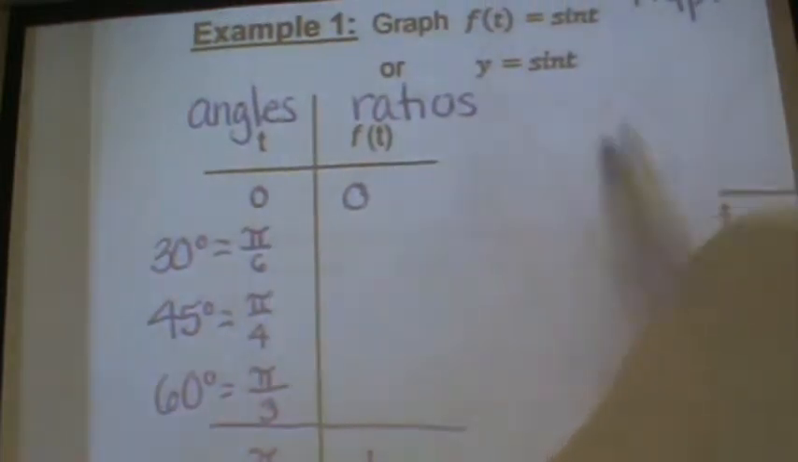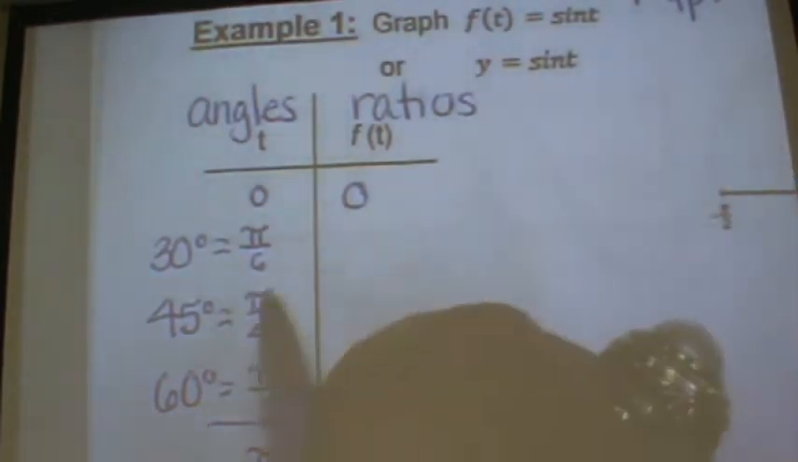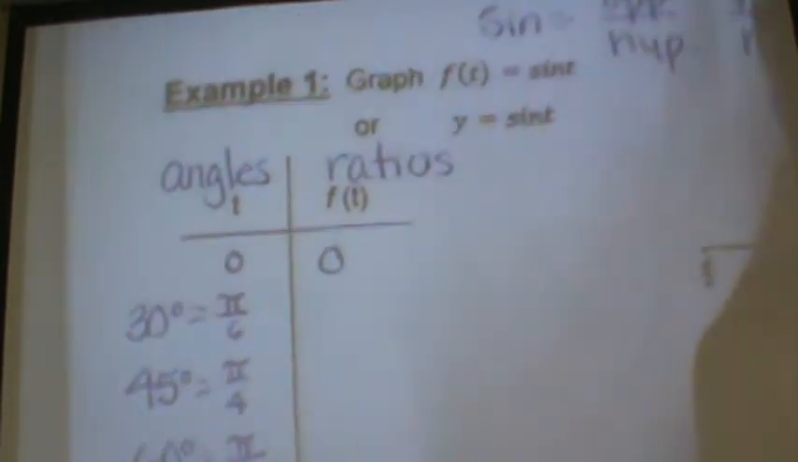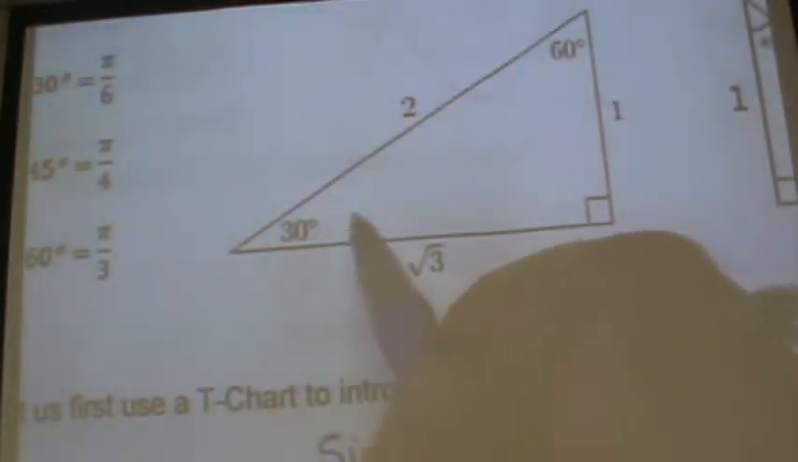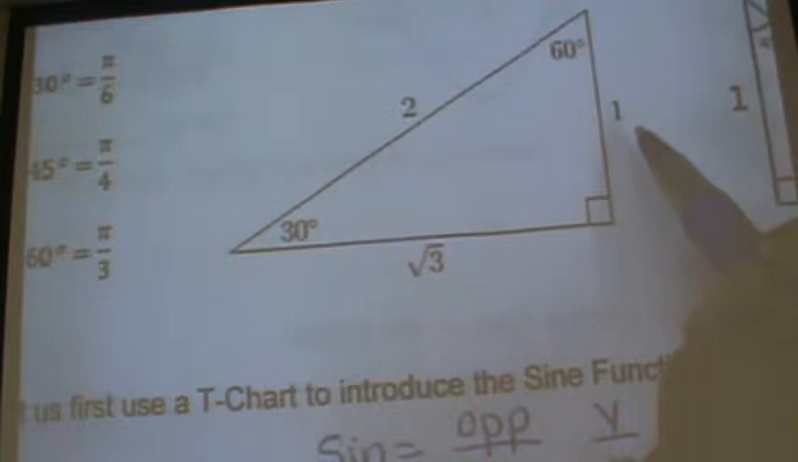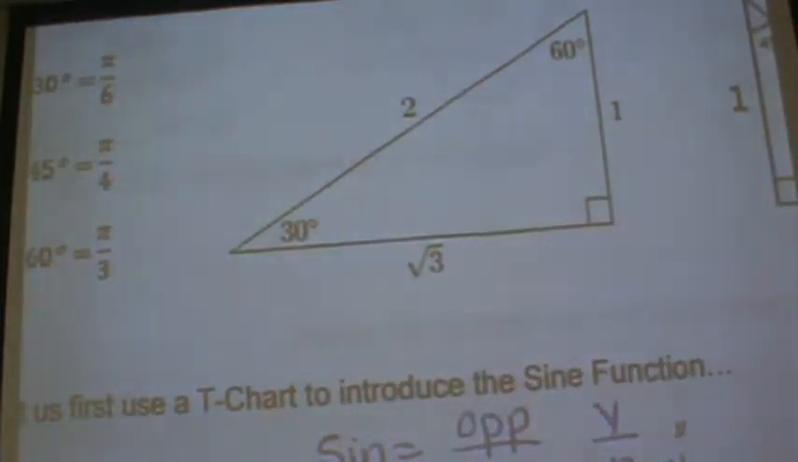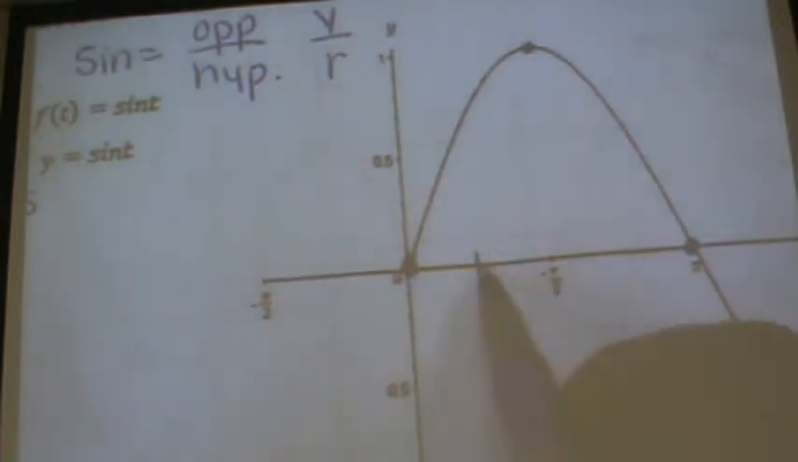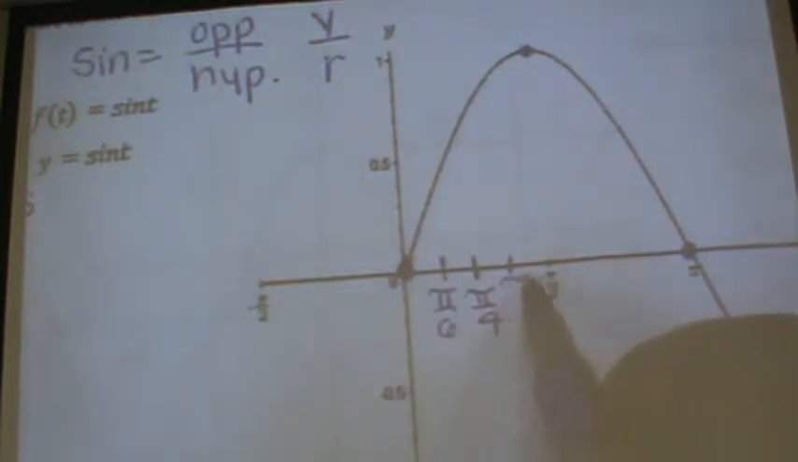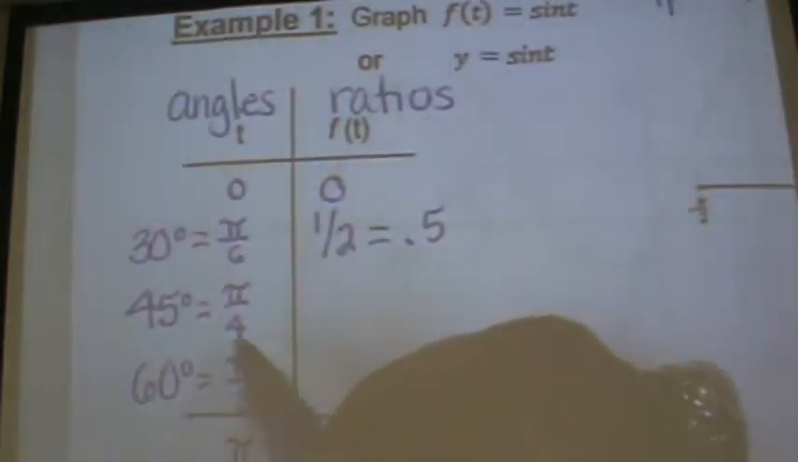Well, if we're comparing side opposite over hypotenuse, let's jump to our 30-degree angle. Here's our 30-degree angle. What is the side opposite over the hypotenuse? 1 over 2, which is about 0.5. So, here's pi over 2, here's pi over 4, here's pi over 6, and here's pi over 3. Let's see if we're right on. So at 30 degrees, it should be 1/2, which is right there. There's 1/2. How about pi over 4? Pi over 4 is right here.